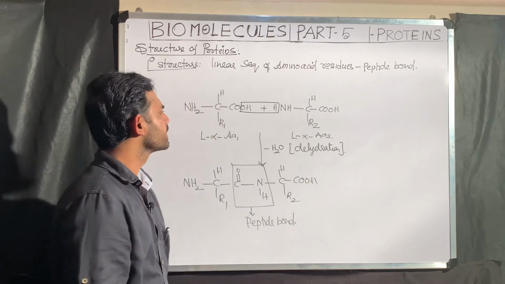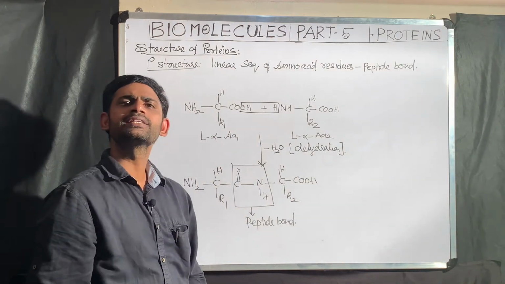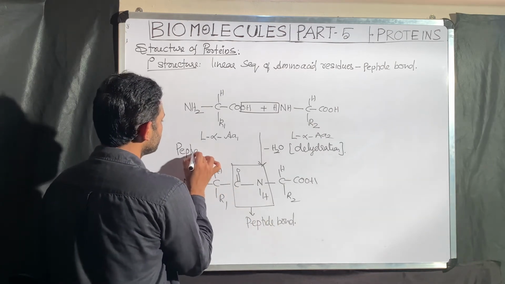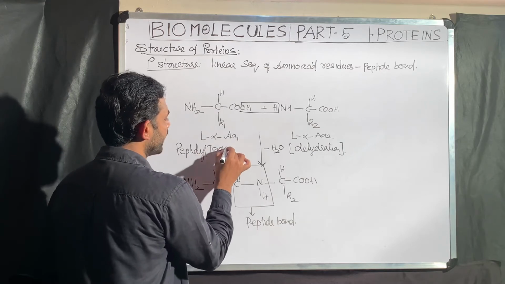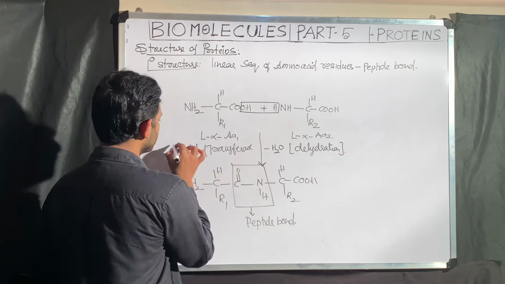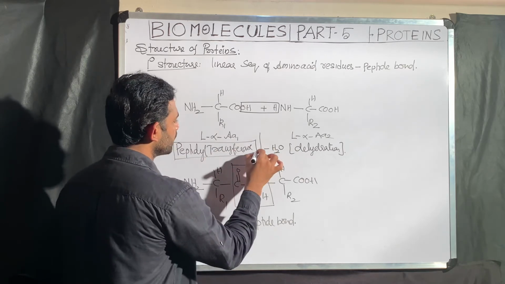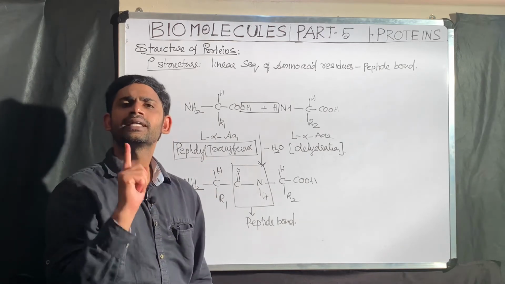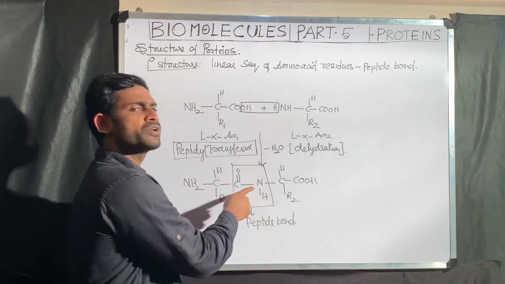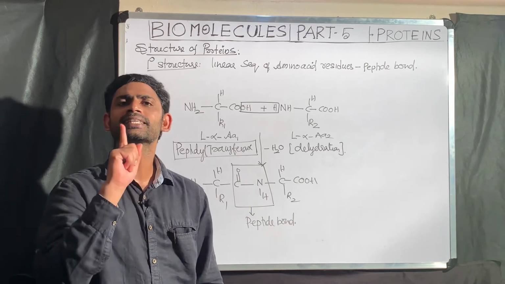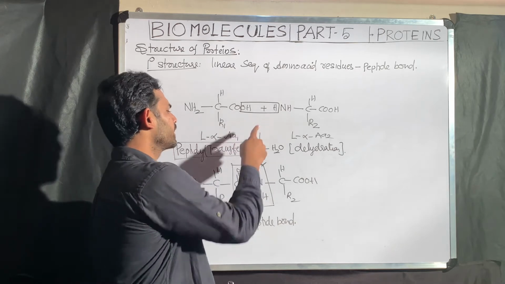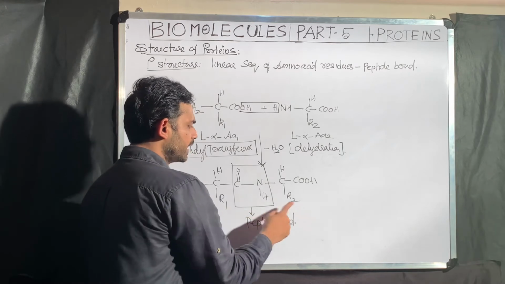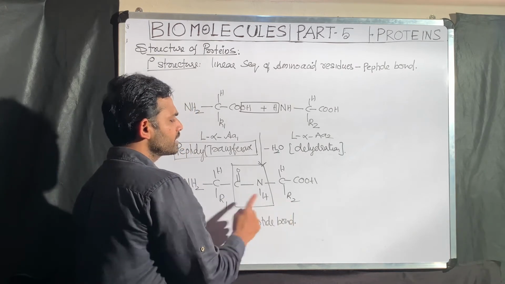Next point is that this peptide bond formation is mediated by a particular enzyme. That enzyme name is peptidyl transferase. Very important enzyme. What is the function of peptidyl transferase? Peptidyl transferase is an enzyme that mediates formation of peptide bond during protein synthesis. When the peptide bond is formed, there is a release of water. Yes or no? Here one amino acid is joined to a second, so this is a dipeptide.